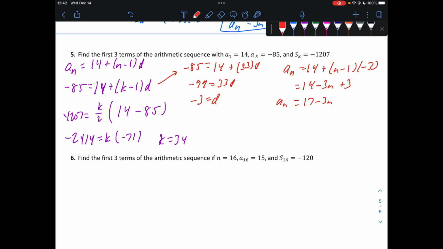So now we can find the first three terms pretty easily. The first term we already got was 14, given to us. The second term, if you put 2 in there, you get 17 minus 6, which is 11. And the third term, 17 minus 9 is 8.